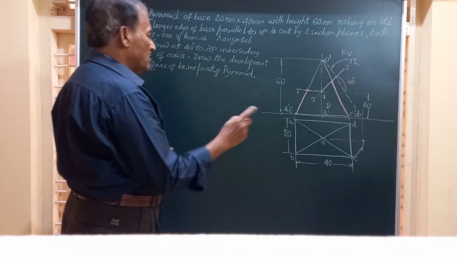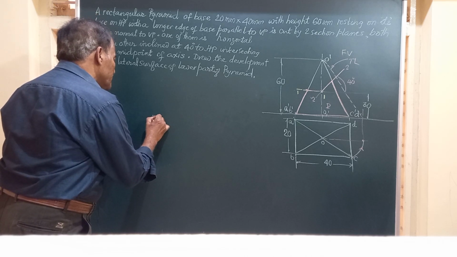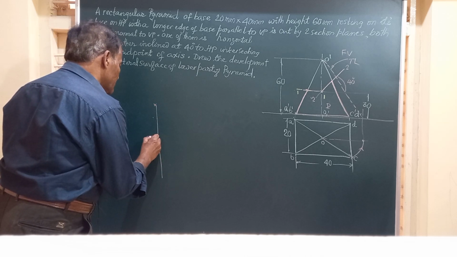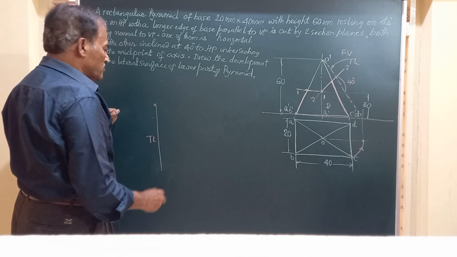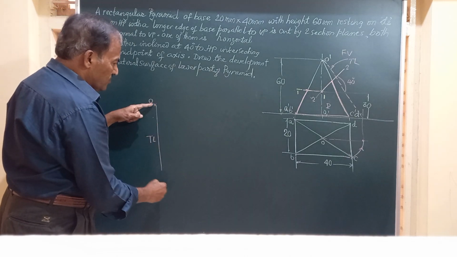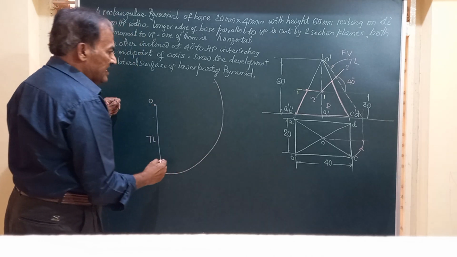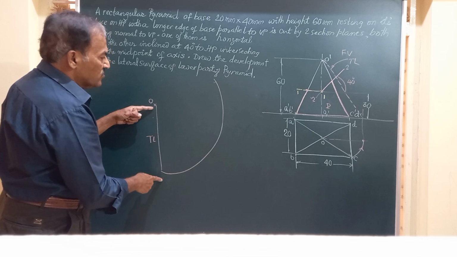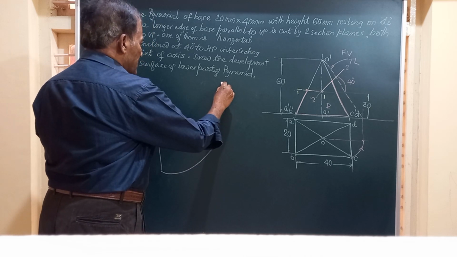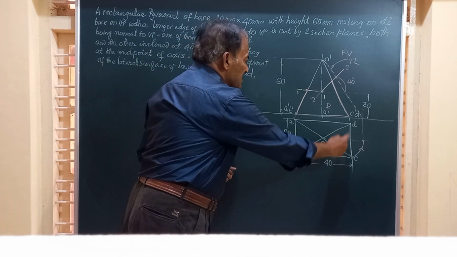And friends, now after getting this true length of the slant edge, let us commence the drawing of the development of the lower surface of the lateral portion. So friends, here I am going to draw a vertical line of length equal to TL. Say this is the true length we have got. And after drawing the true length, taking O as center, this true length as radius, I am going to draw an arc. So this arc is drawn taking O as center, true length as radius.